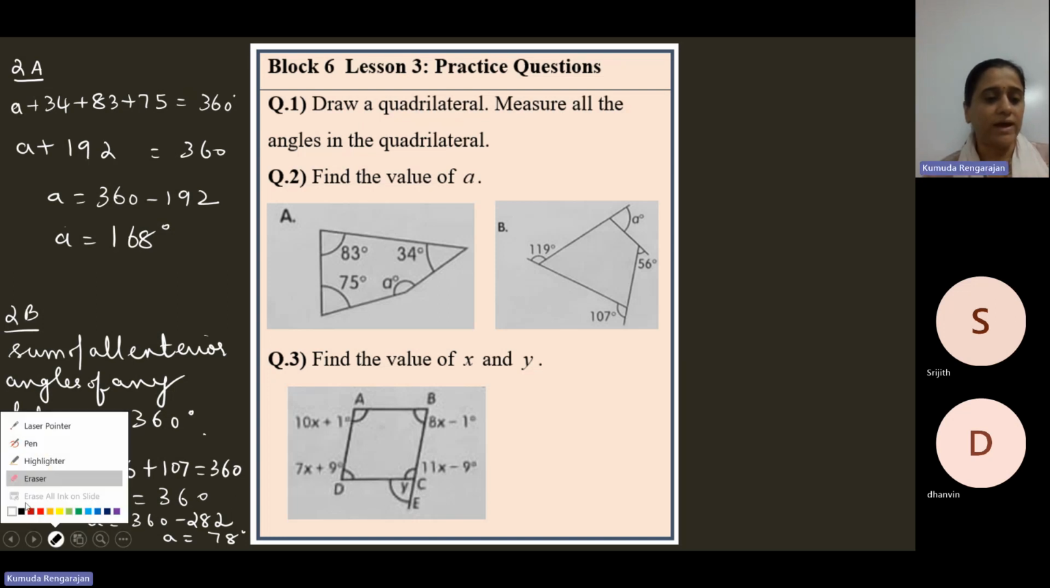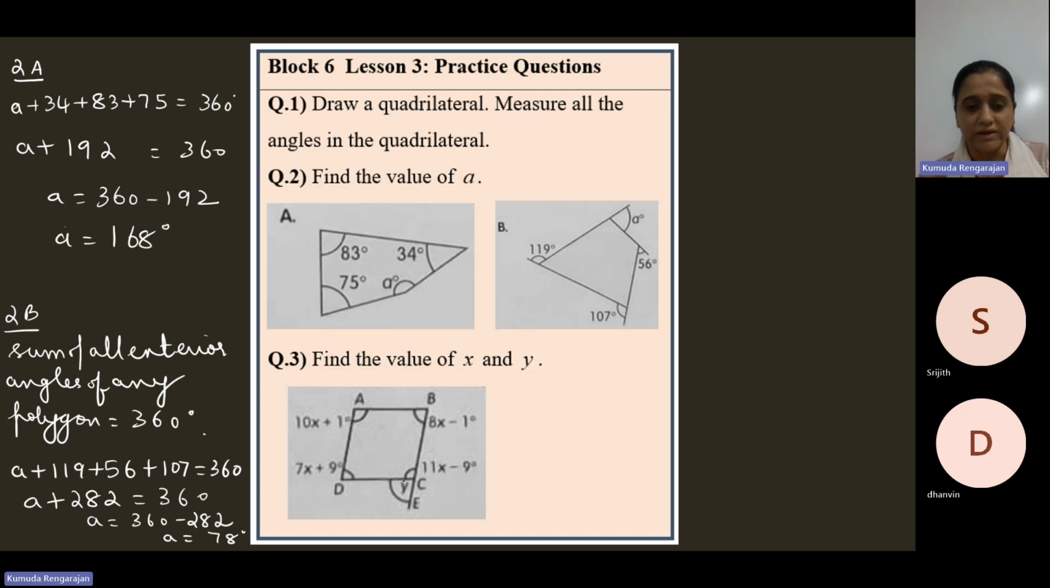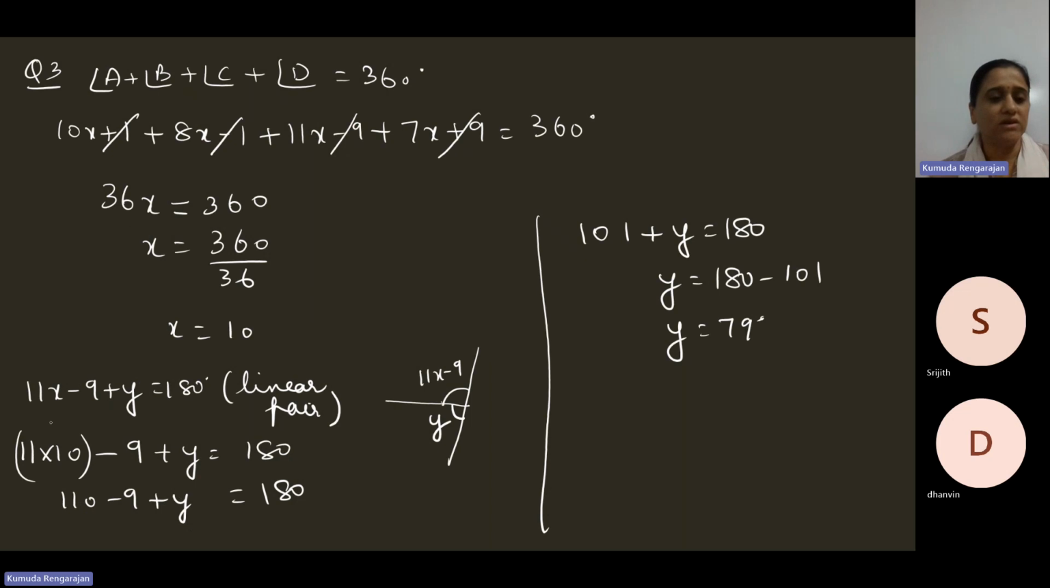After finding the value of x, you can see here, this is y. This angle is given by the expression 11x minus 9. 11x minus 9 plus y is equal to 180, linear pair. These two angles form a linear pair, so the sum of the two angles is equal to 180. So that's what is here. 11x minus 9 plus y is equal to 180.